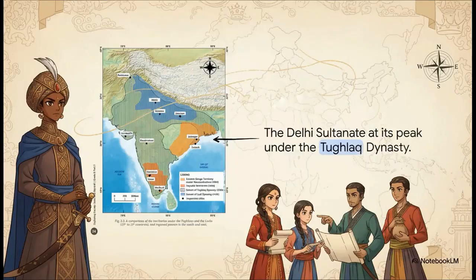And this map, just look at it. It gives you a sense of their incredible reach. At its absolute height in the 14th century, the Sultanate's power stretched across a massive part of the subcontinent. You have to go all the way back to the ancient Mauryan Empire to find a time when this much of India was under a single ruler. But holding it all together, yeah, that was a whole other story.